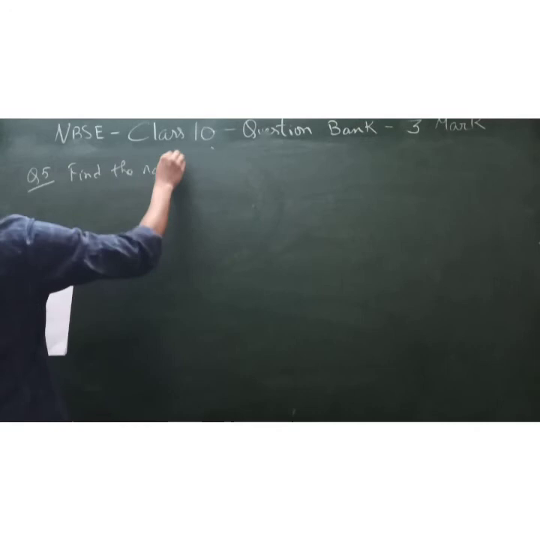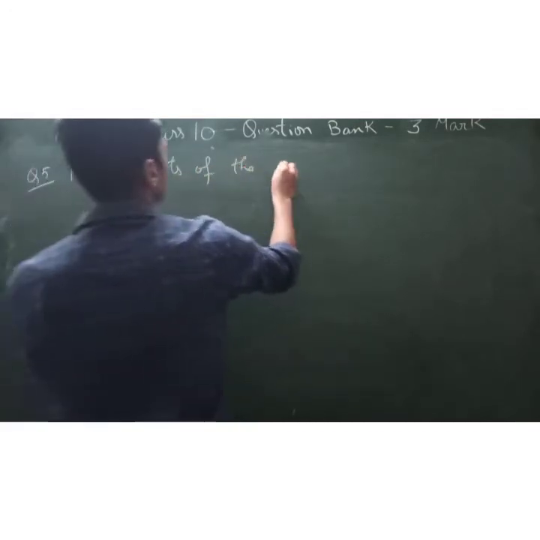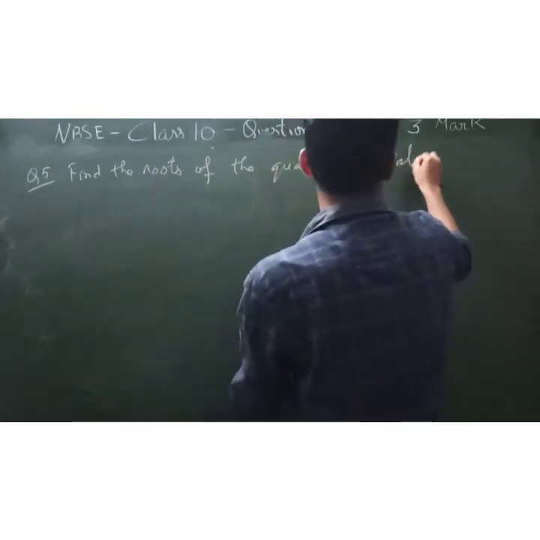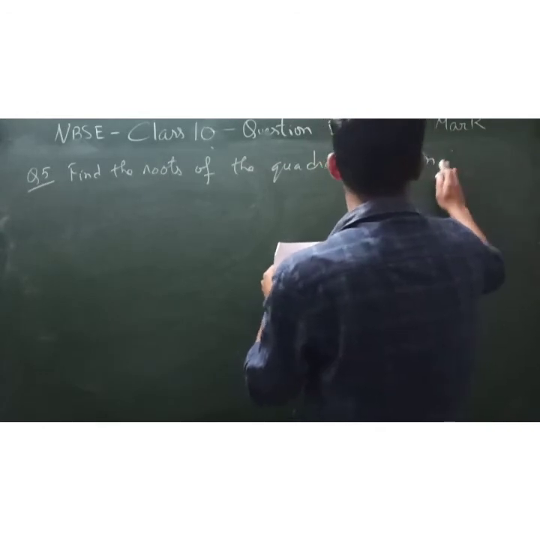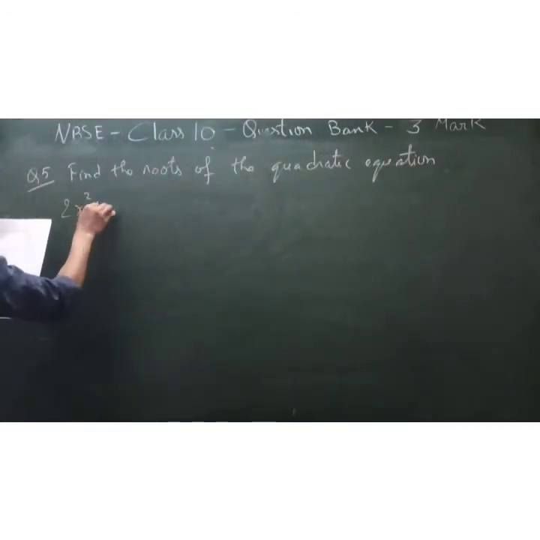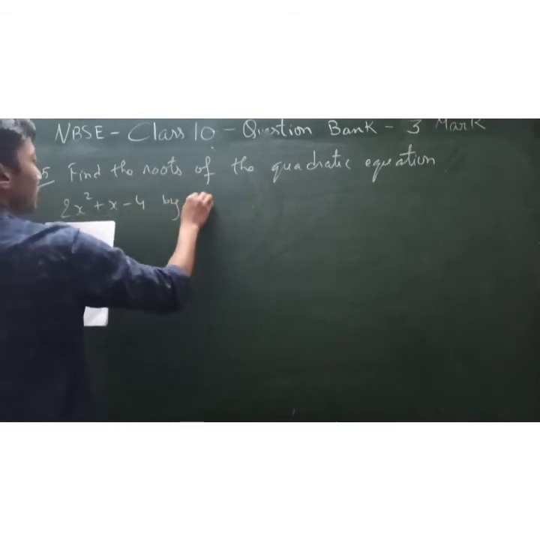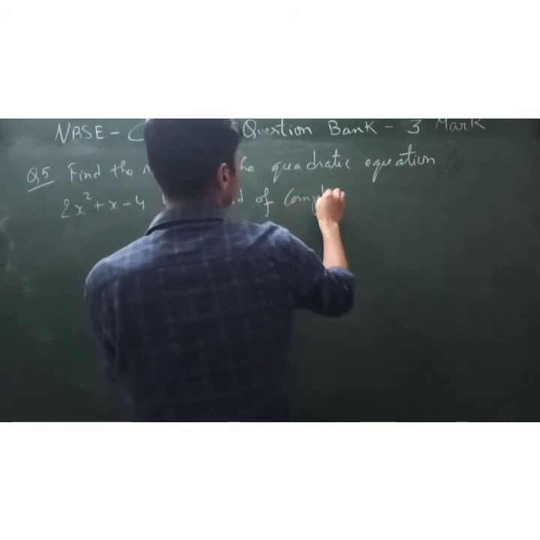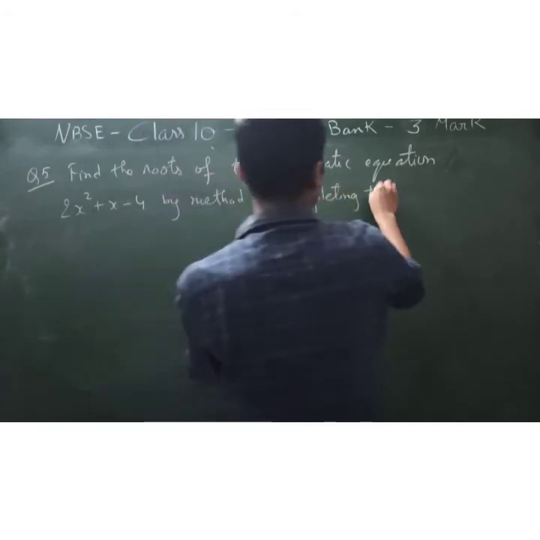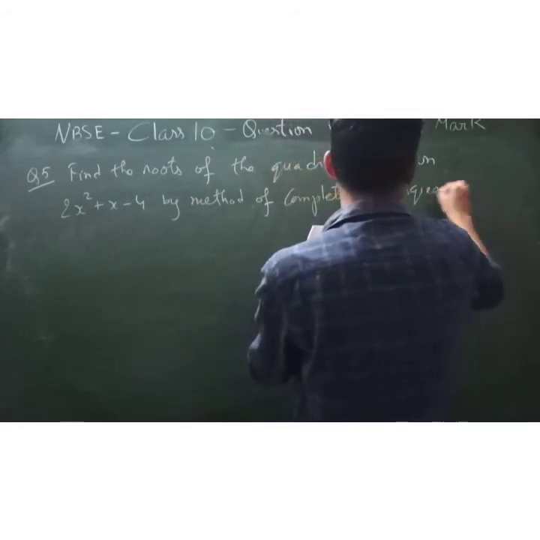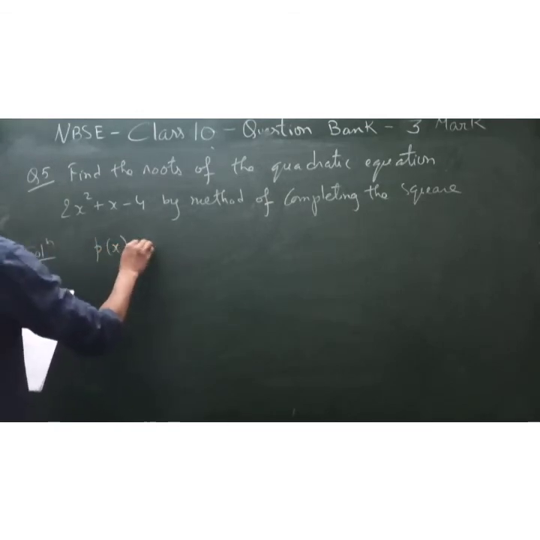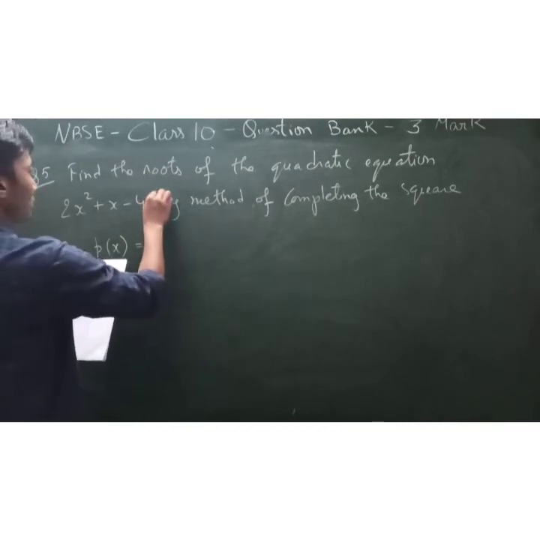Find the roots of the quadratic equation 2x squared plus x minus 4 by method of completing the squares equal to 0.